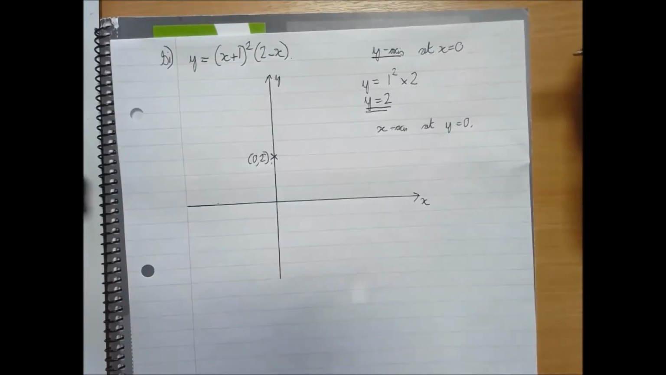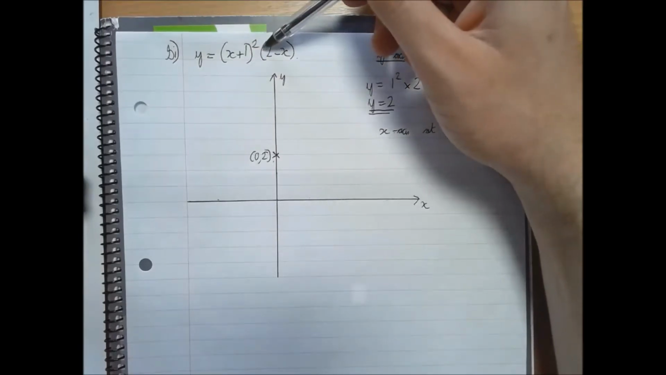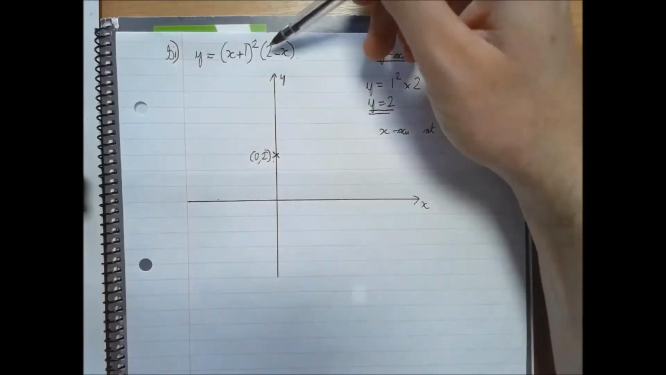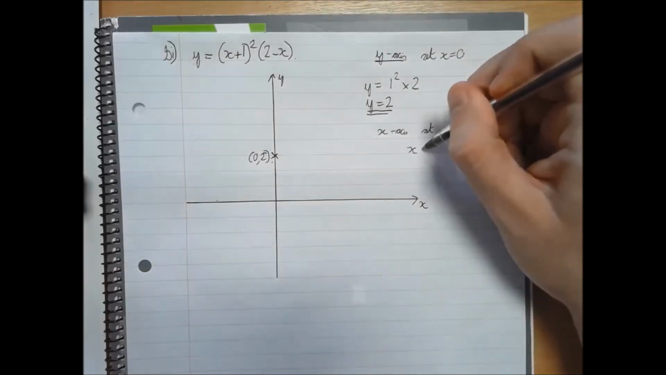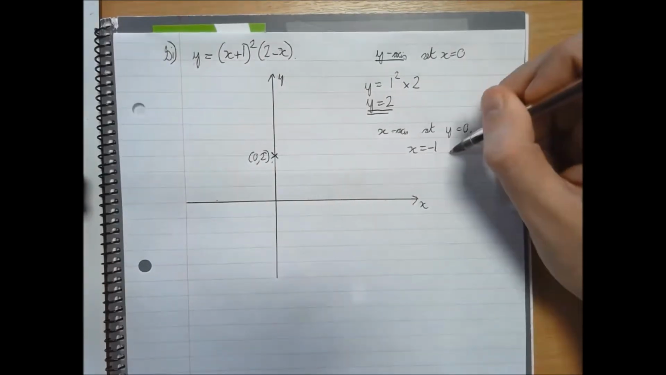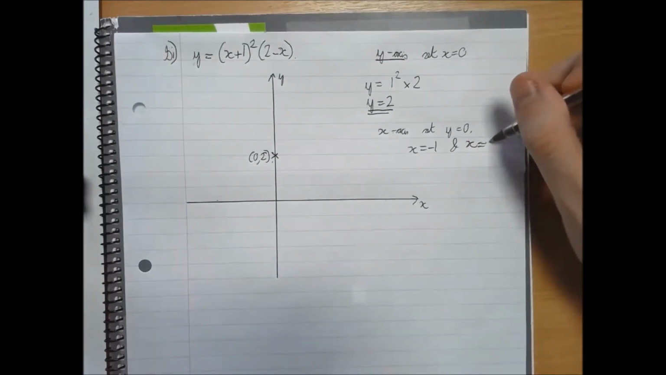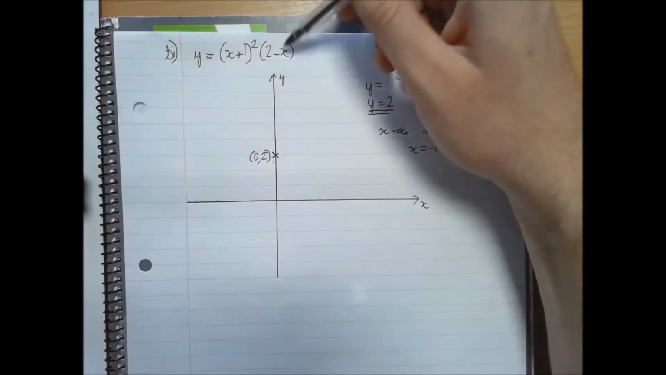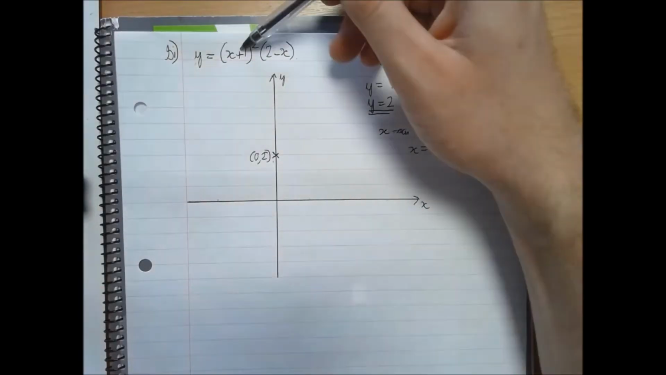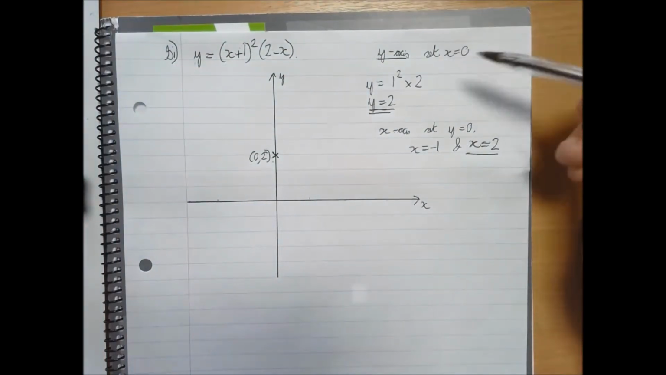Okay, likewise we're finding out where it crosses the x-axis. Set y to 0. Now we've got two solutions here. We've got (x plus 1) squared equals 0, and then we've got 2 minus x equals 0. So what we're going to have is effectively x equals minus 1 and x will equal 2. Because obviously we set 2 minus x equals 0, rearrange it, x is going to equal 2. And likewise with x plus 1 equals 0, so x will equal minus 1.